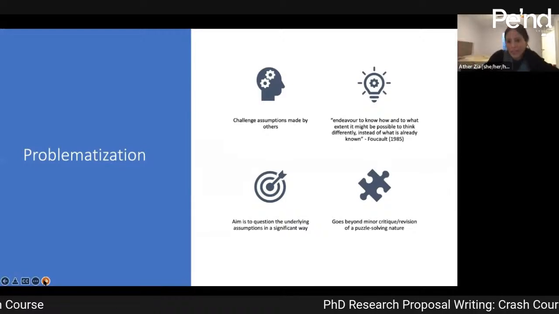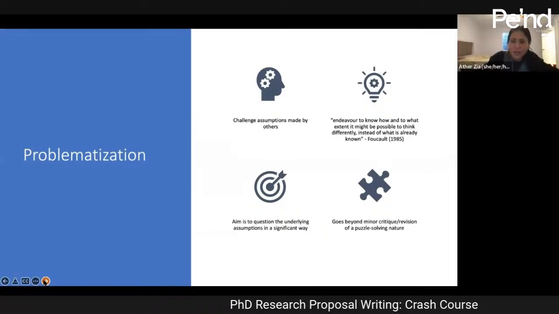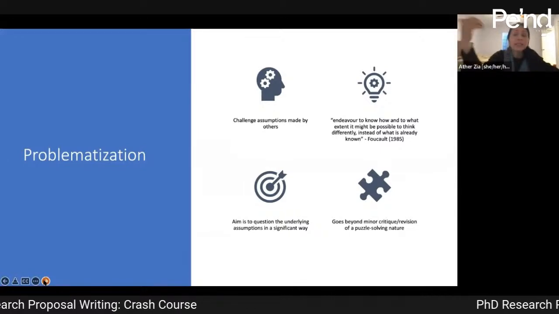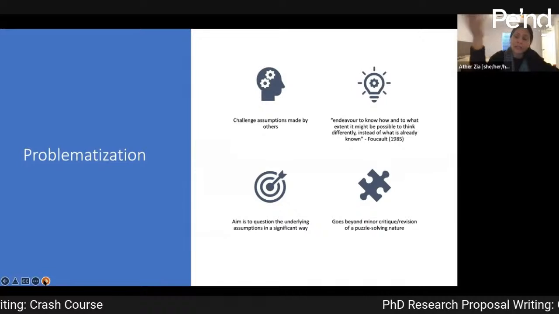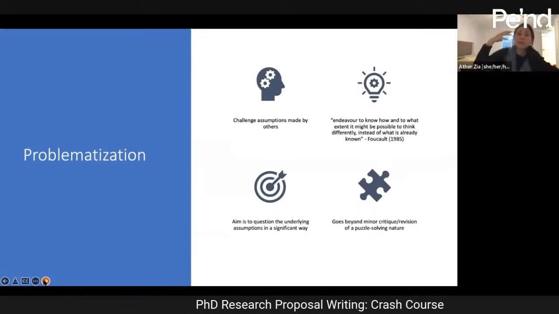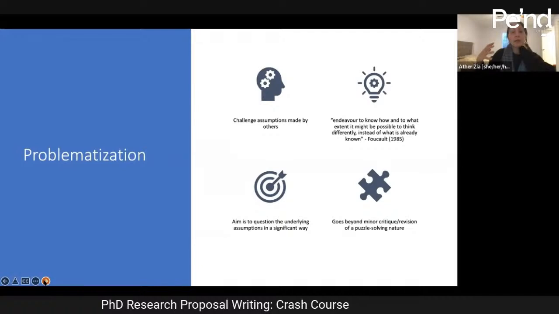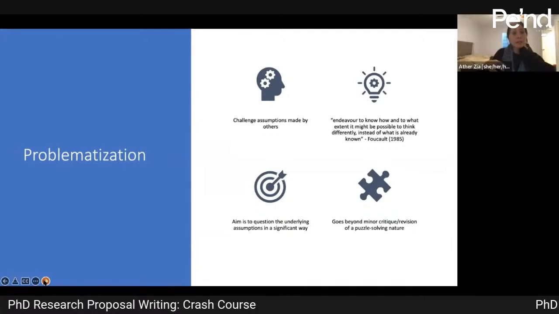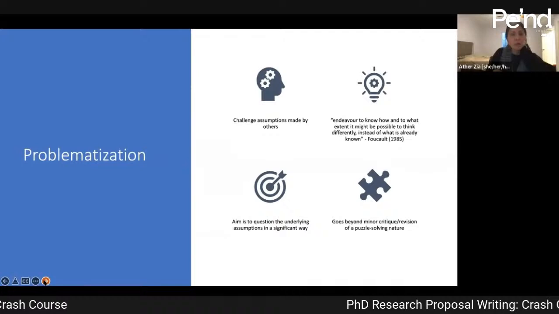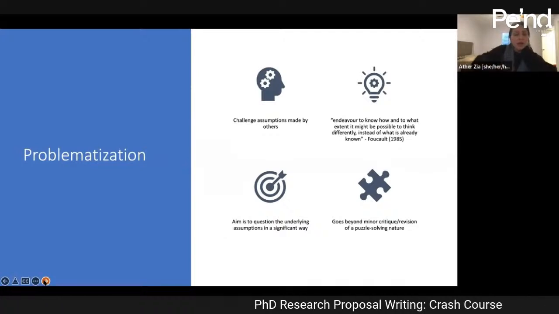So one of the ways that you can describe it is how and to what extent it might be possible to think differently instead of what is already known. And this is a quote from Foucault. So problematization is also the way in which you think about your research questions: are they bringing something new to the table? Are they challenging some assumptions that have already preceded?